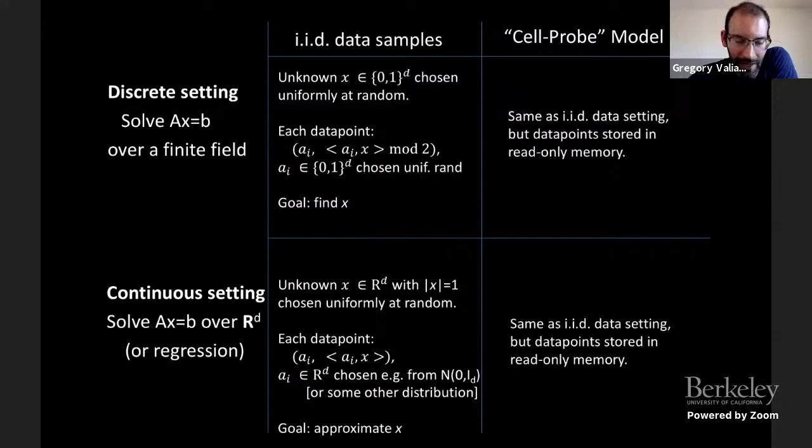And the analogous problem in the cell probe setting is again the same thing, only now these data points are in some read-only memory that we can access on demand. In particular, the first data point never disappears. We can go back and query it. And again, in the cell probe setting, you can ask, do you get this data point to infinite precision? Are you charged per bit of the thing that you ask for? It's not going to matter too much how you define it.